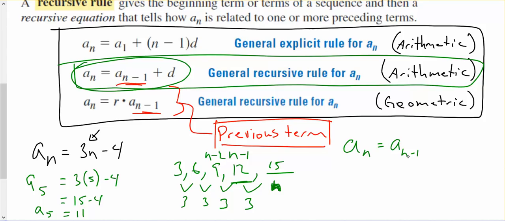So it's our previous term, and then what's it say over here? Plus d, so plus our common difference. What was our common difference? Common difference was 3. 12 plus 3 makes 15. So a sub n minus 1 is our previous term. This is a d here, common difference.